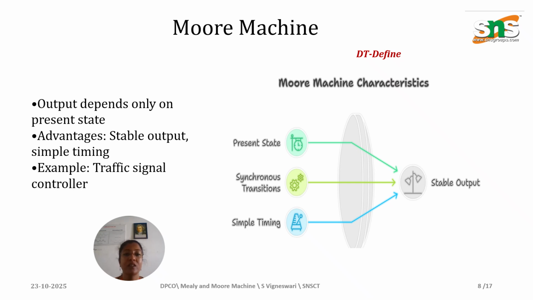In the Moore machine, the output depends only on the present state. The advantage of this is that it has a stable output and simple timing. Since it depends only on the present state, it doesn't worry about the input condition or the predictions that could happen.